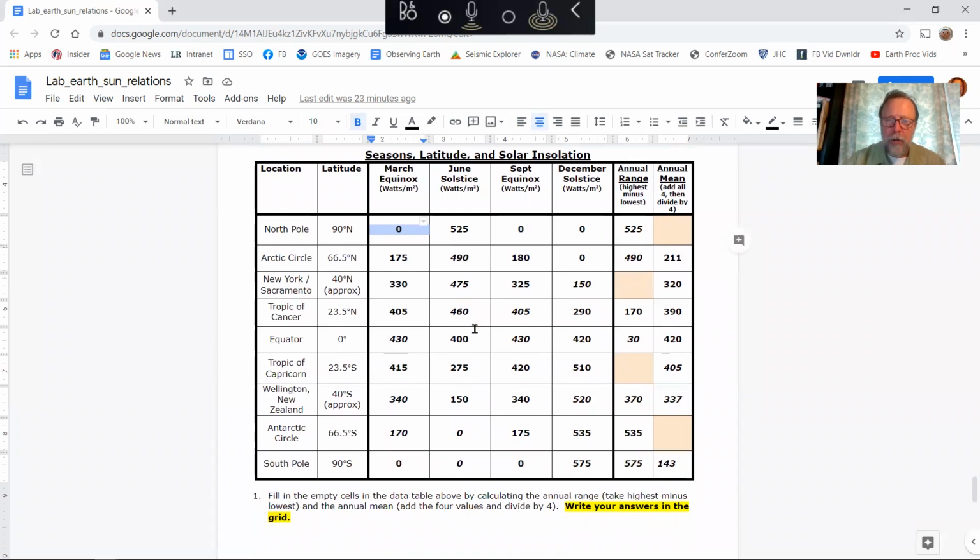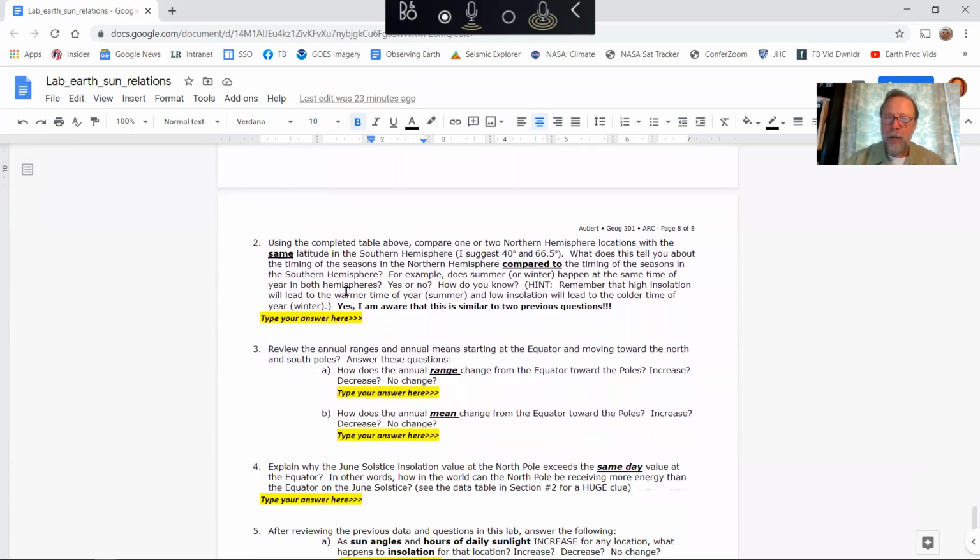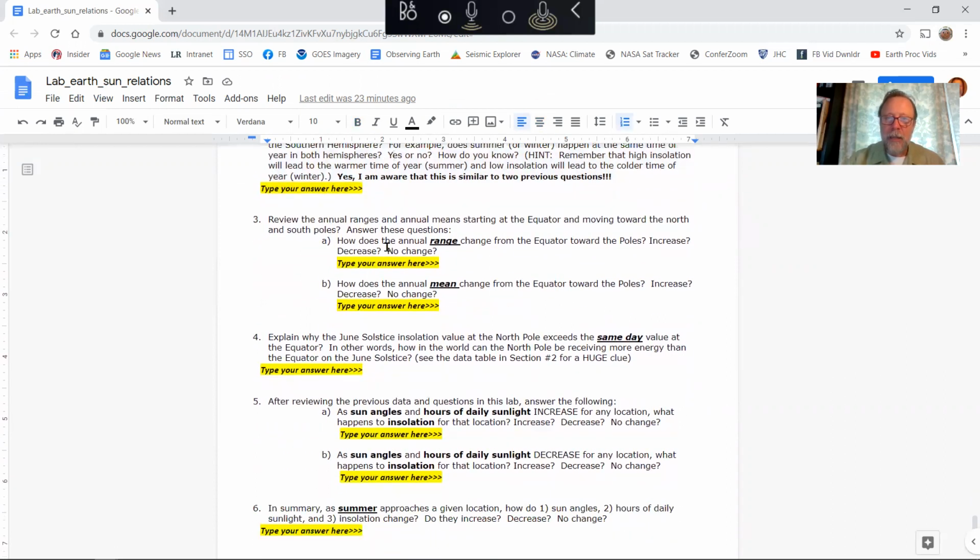So you look at these numbers. You take the ranges and the means. You fill in only the grid squares that I left empty, and you go and you answer the question. I want you to know you're going to see a question like this at this point for the third time. It's okay. I want to reinforce that concept. And then it asks you things like, look at your ranges. How do they change from the equator toward the pole?